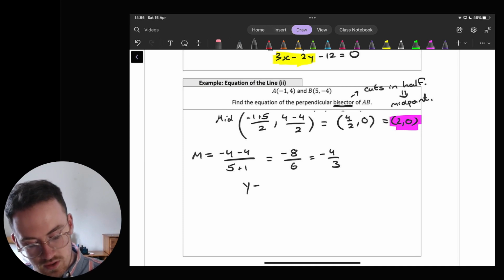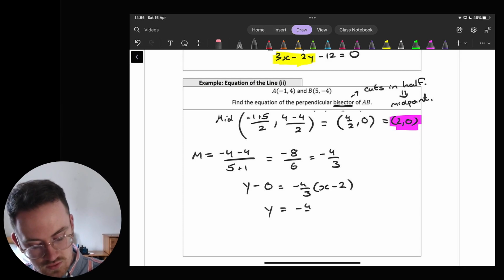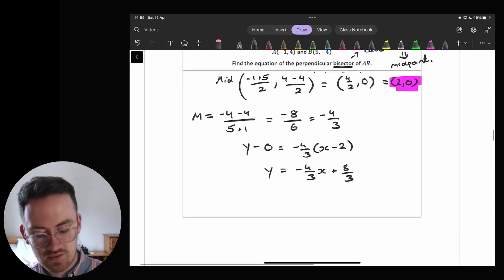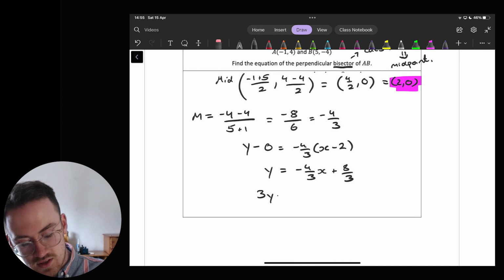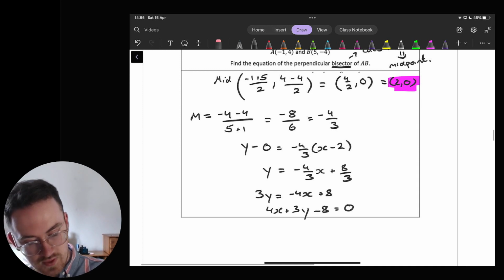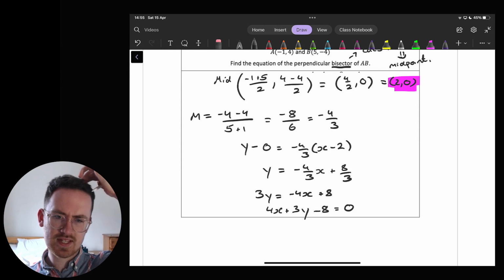So let's sub into our formula. Minus 4 over 3 (x minus 2). So y is equal to minus 4 over 3 x plus 8 over 3. And we can leave it in that form. Okay, that's perfectly acceptable to leave in that form. We could also get rid of the fractions and rearrange to make it a bit nicer. And we can end up with that form there. It's the same idea. Okay.